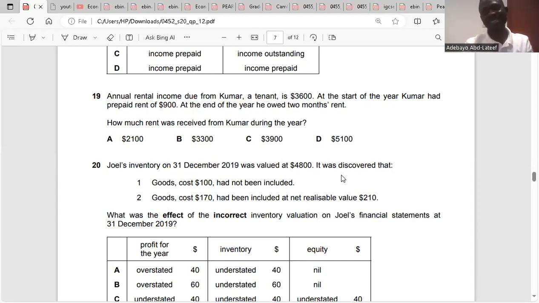Should I explain again or you got it? No, I get it. Okay, it's 2,100, because 2,700 was left, then they said it's owing for 2 months. You take 2 months from it. That's it, 2,100. It's A. Question 20.